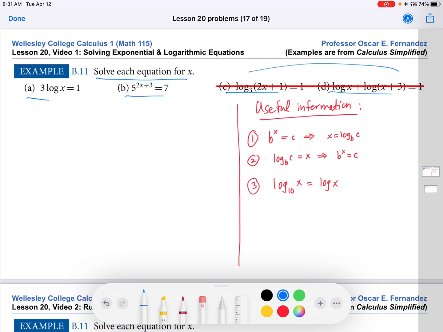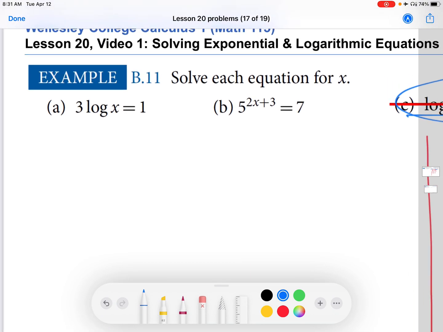I've kind of stricken out C and D here. We're going to do that in the next video. So instead, I'm going to focus on A and B. I've also written over here on the right-hand side some useful information that we're going to make use of. So the first example here, I'll zoom in a little bit, is 3 log x equals 1.